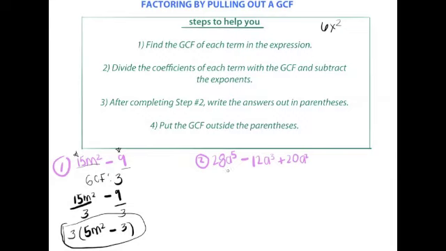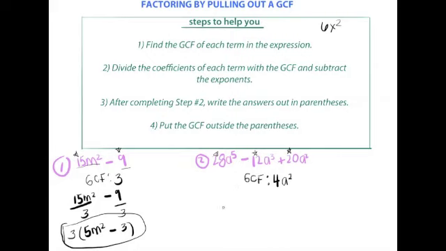Let's look at number 2. The first thing we need to do is figure out our GCF between all the numbers, so between 28, 12, and 20. If you need to make your tree, go ahead, but their GCF is 4. Now what I notice is that all of these terms have an a, so my GCF has to have an a variable in it. The way you figure out the exponent is you look at the smallest one. I have 5, 3, and 2. The smallest exponent is 2. So that's the GCF there.